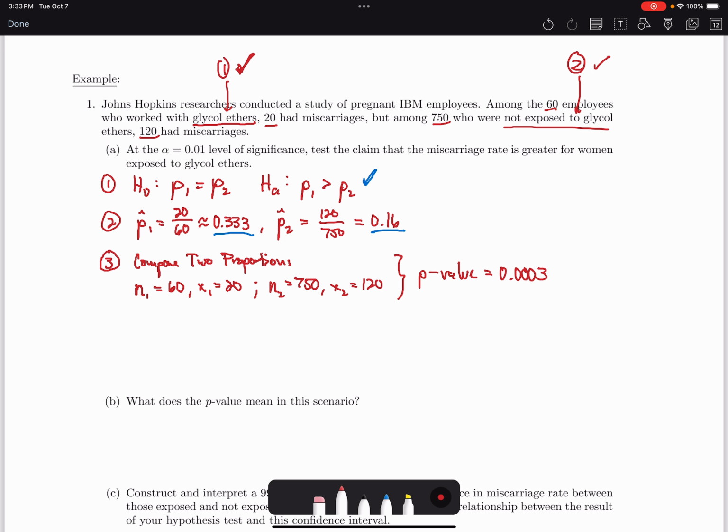Okay, a very small p-value. So we're going to go ahead and reject the null hypothesis, right? 0.0003 is less than 0.01, which was our level of significance, right? So we reject H null.